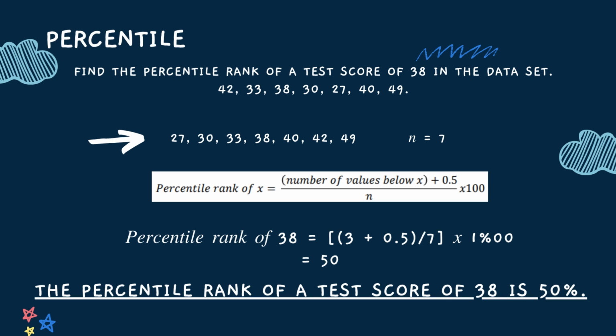So first, we're going to use the formula that we have earlier for the percentile rank. As you can see here, percentile rank of 38 is equal to 3, which is the number of values below it, plus 0.5, divided by n. What is n? It is 7, multiplied by 100. So it is equal to 50%. So the percentile rank of a test score of 38 is 50% in this data. So again, the median or the rank of 38 is 50%.